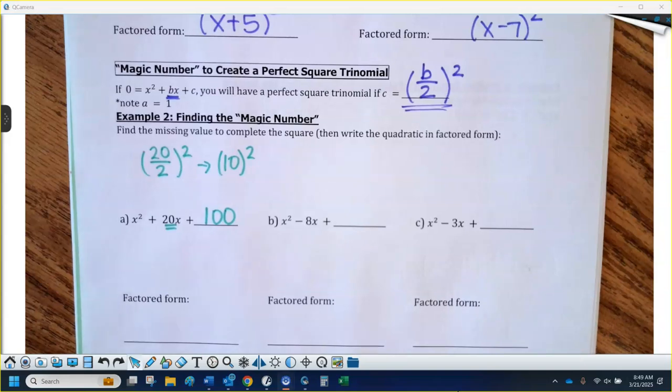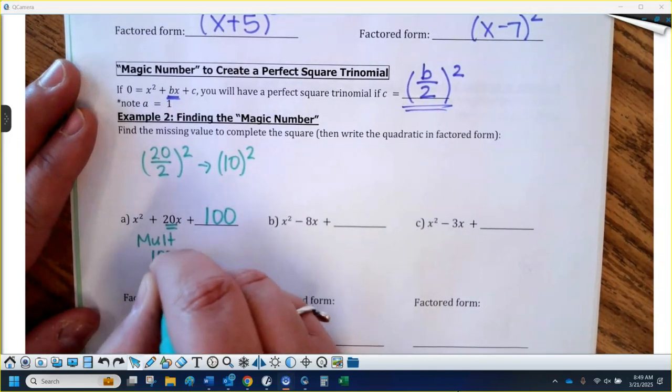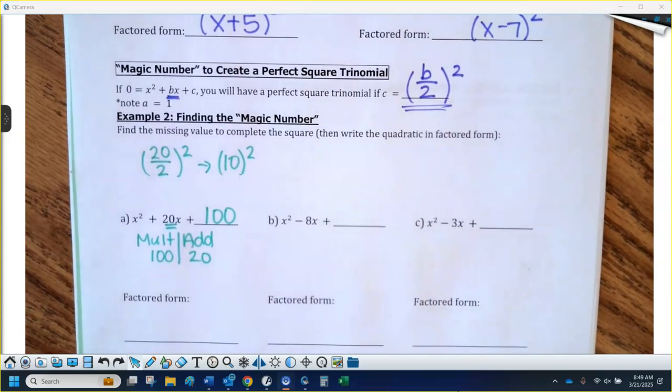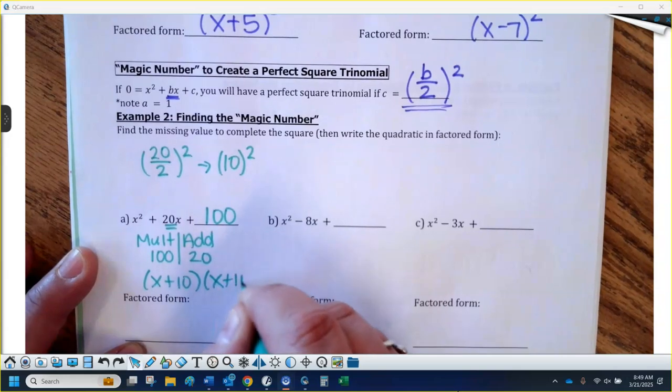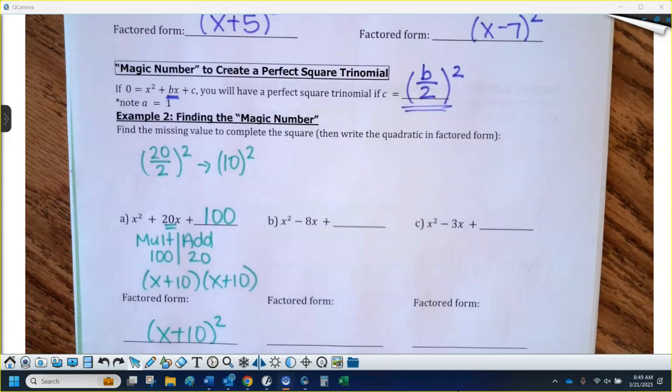Okay, now see if you can tell me this. Tell me two numbers that multiply to give you 100 and add to give you 20. 10 and 10, right? This would be x plus 10, x plus 10. So we could write this as x plus 10 squared, since both of the factors are exactly the same.